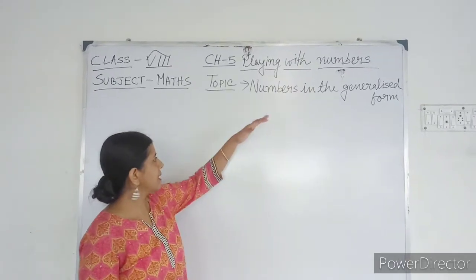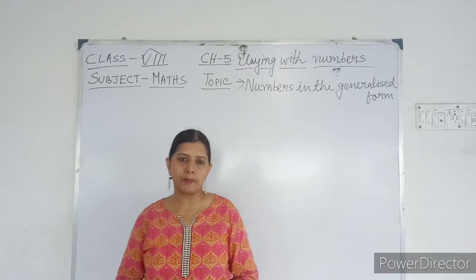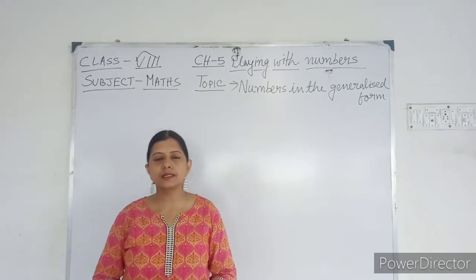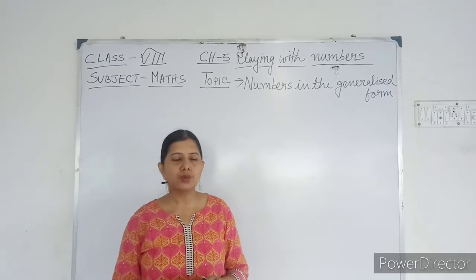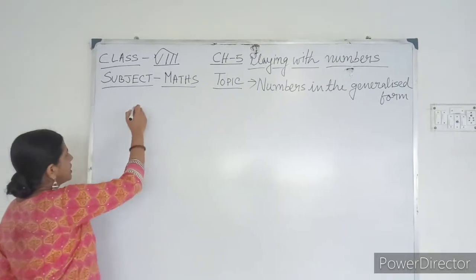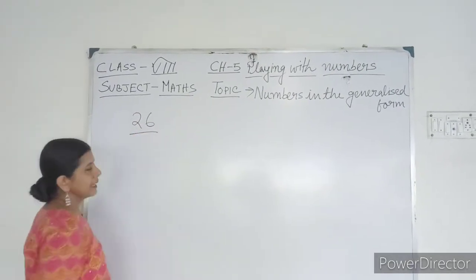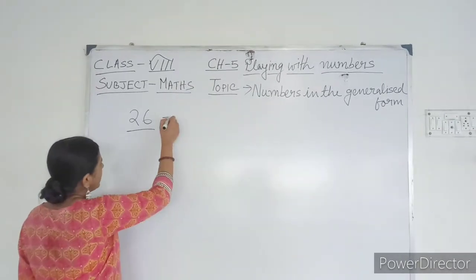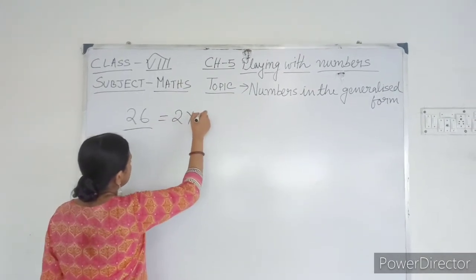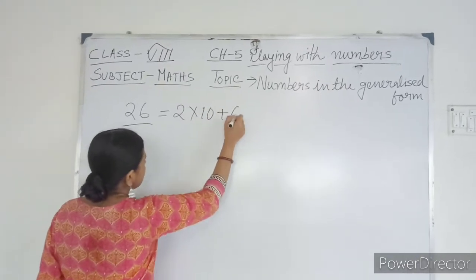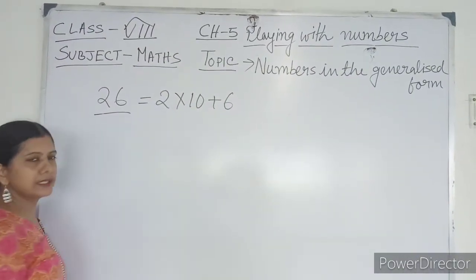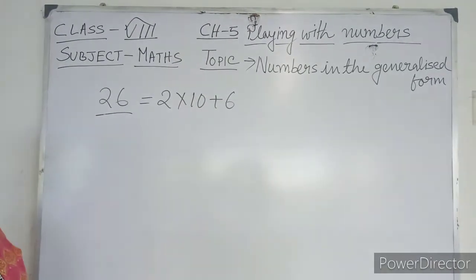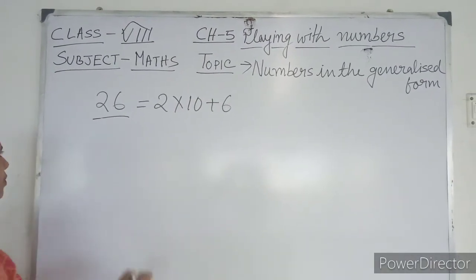My topic is numbers in the generalized form. From the very junior classes you have learned about numbers in the generalized form. I am giving you an example. Suppose a number is 26. In generalized form, how can you write? You can write 2 into 10 plus 6. That means the tens digit is multiplied with 10 plus the units digit. This is the way you can write a number in the generalized form.